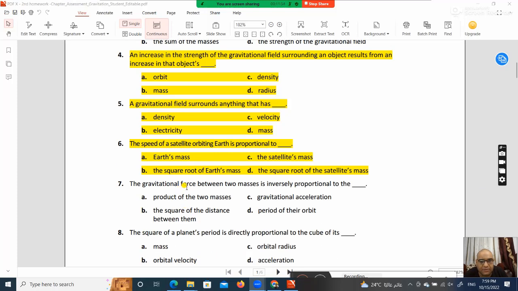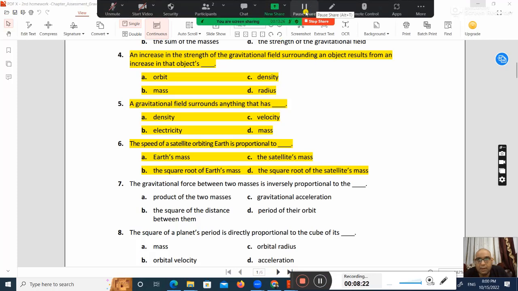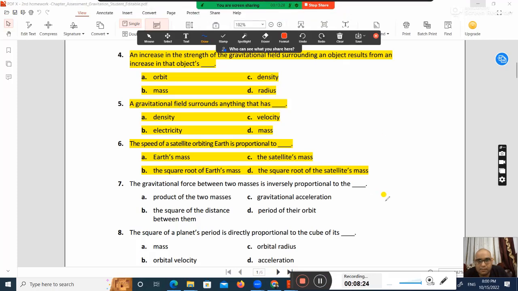Okay. The gravitational force between two masses is inversely... We are here. The speed of a satellite orbiting Earth is directly proportional to the speed. The value, the rule of the speed. I'm able to write.